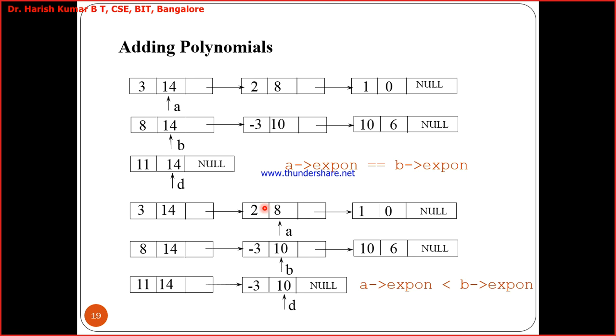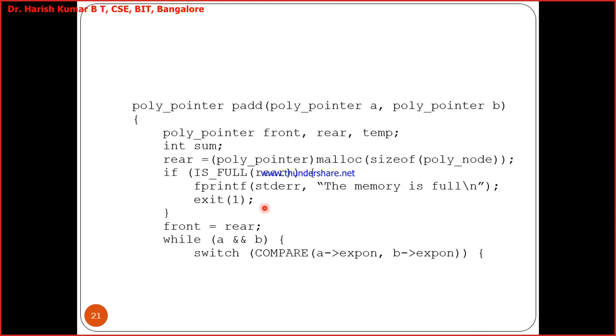Yes, sir. If exponents are equal, what do you do? You add the coefficients, and increment both a and b. If the exponents are not the same in the resultant polynomial, you write the term with the highest exponent and increment only that pointer, and the other one is left where it is. So this is the logic and implementation for the same.